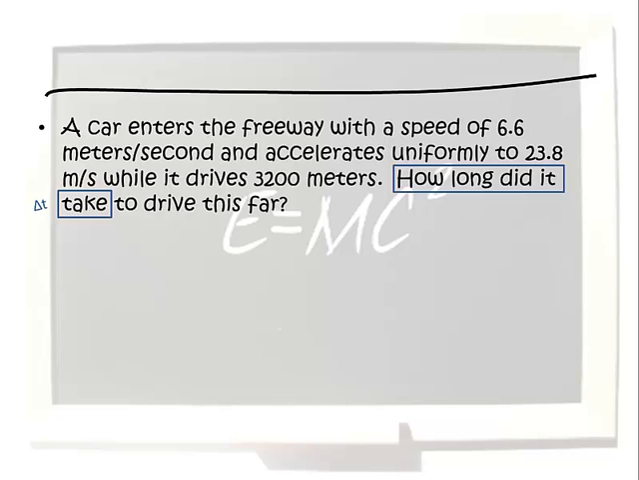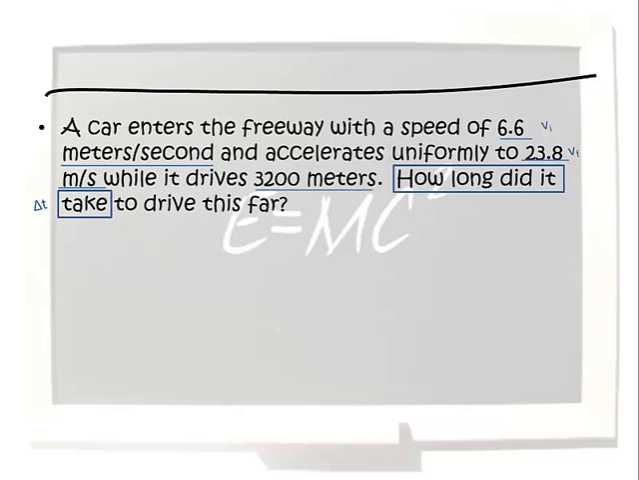We also need to figure out which information is given to us. I see 6.6 meters per second. The unit is meters per second, and I know that that's the unit for velocity. So this has to be a velocity. This is the velocity that the car starts out at when it first gets on the freeway. So that's its initial velocity, vi. I also see 23.8 meters per second. Again, meters per second, it must be a velocity. And that's the final velocity because that's how fast it's going after it drives 3,200 meters. So we label that vf.